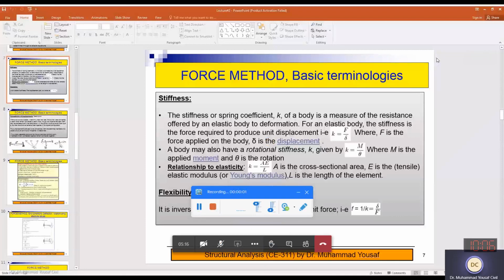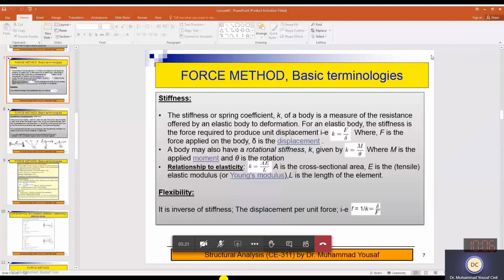This is just to correlate today's lecture with the previous lectures.